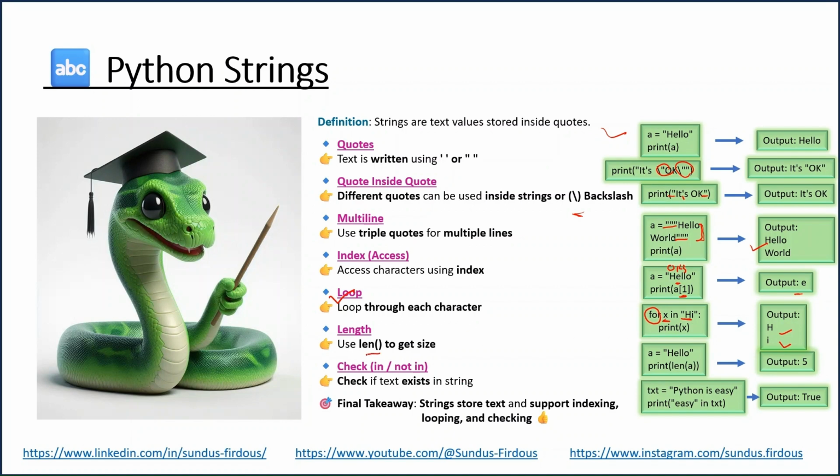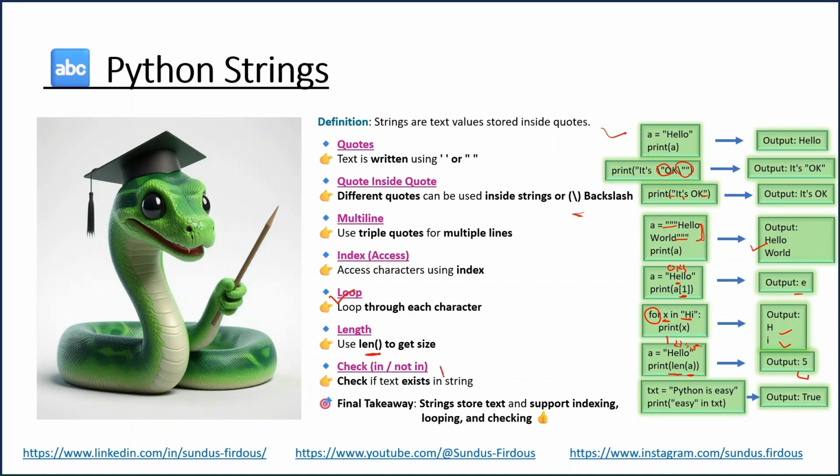Now, if I want to get the size of the string, that is, how many characters are present inside the string, for that I will use the len function. Inside it, I will put my variable name. It will give me the number of characters present inside my string. Length always starts from 1: 1, 2, 3, 4, and 5. So this one is 5, and I will get my output as 5 in that case.